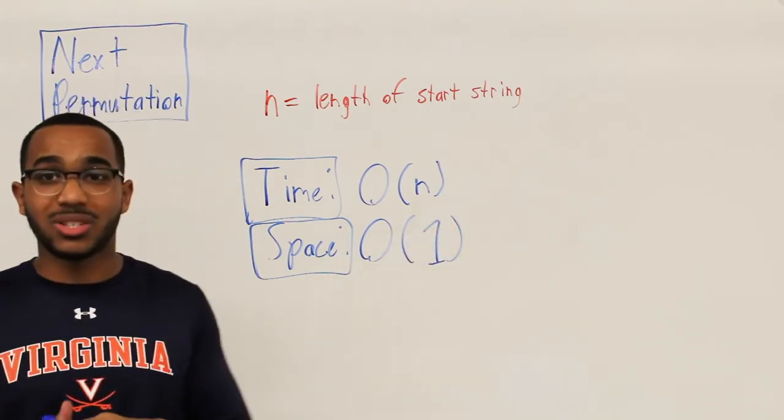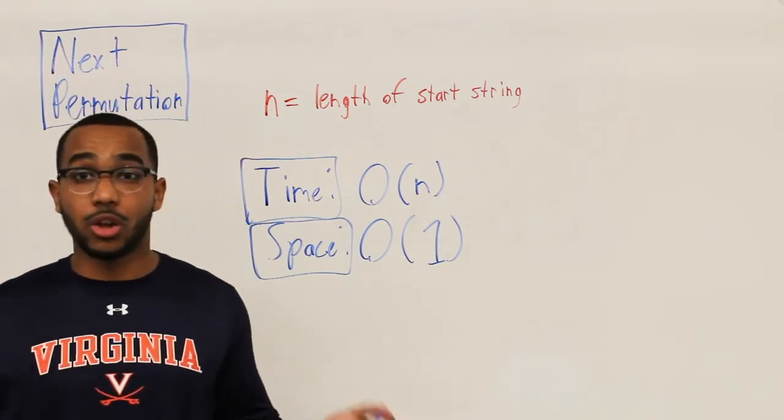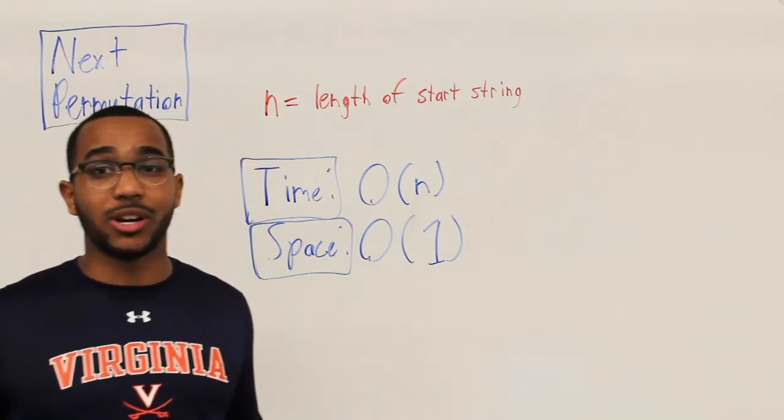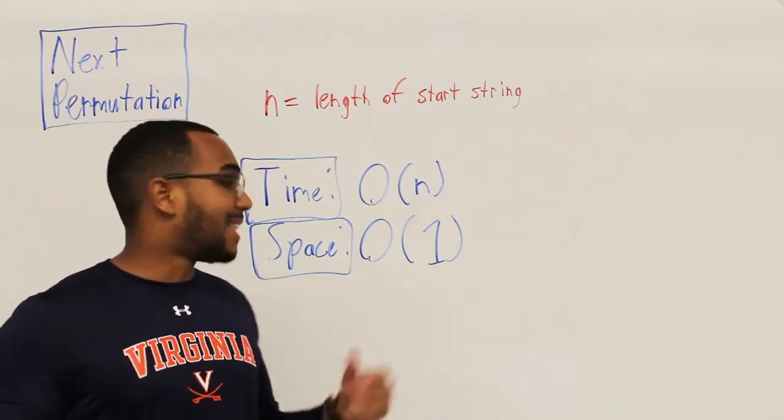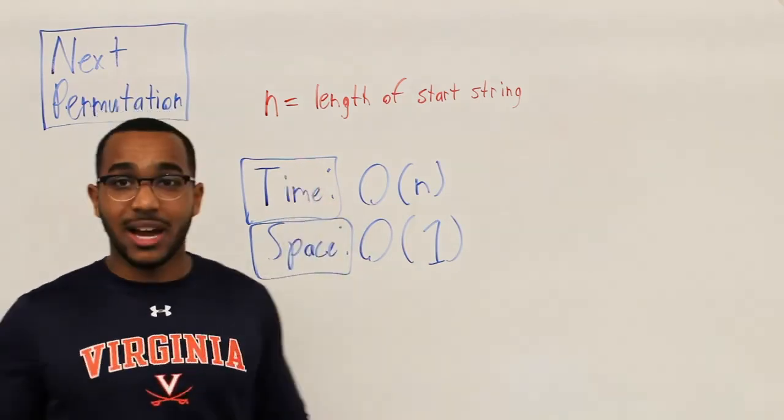For space, we're going to stay constant. The reason it's constant is we're just going to be using local variables and pointers. We're not going to be using anything that scales our space as the input gets very large. So these are the time and space complexities.